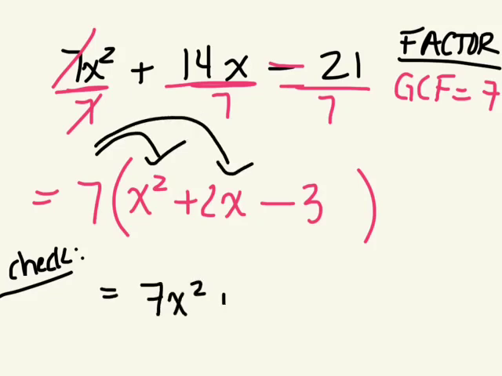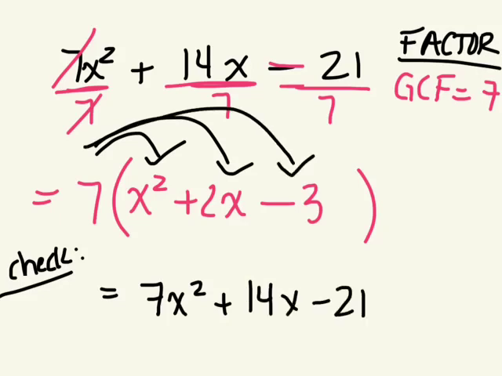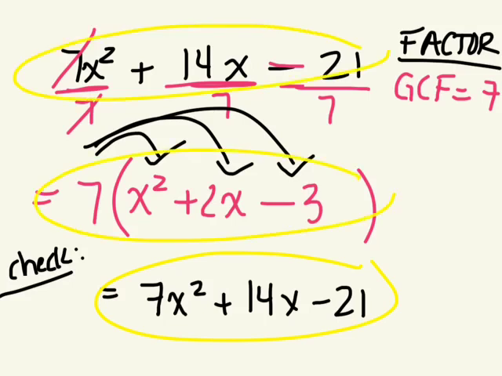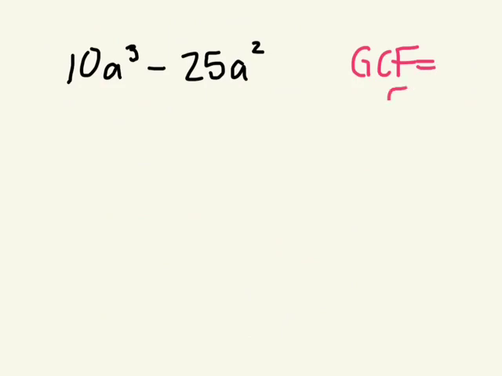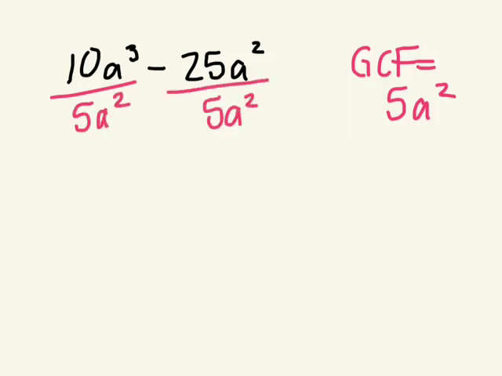7 times 2x. And 7 times negative 3. Is this the exact same thing? So these all represent the same thing. You're right, it's 5a squared. Both of these have a squared in common. Well, sorry, both of them can be divided by a squared. And 5 is the greatest number they can be divided by.